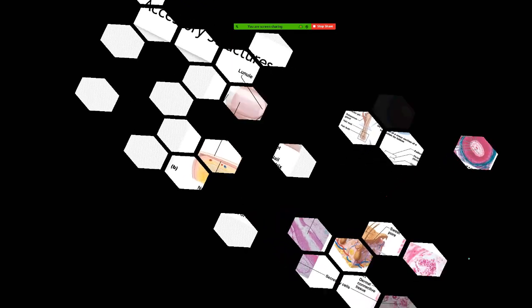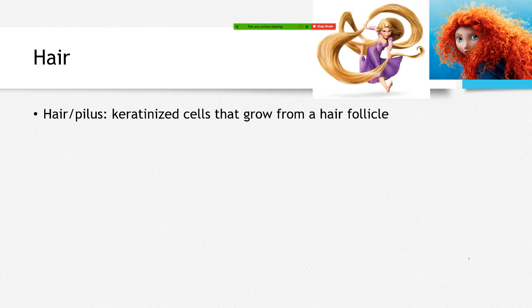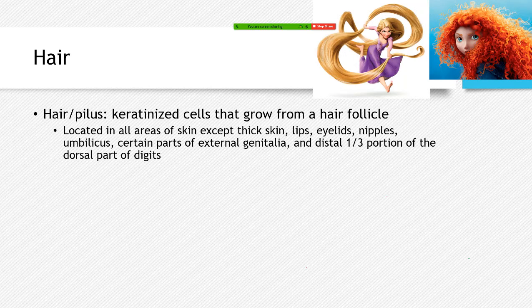All right, let's go on further and start looking at these accessory organs here. Let's look at the hair first. So hair is made out of keratinized cells, and they come from a hair follicle. Once again, it's located in a lot of locations, but there are certain locations that don't have hair. Things like the locations with thick skin, right? Palms of our hands, the soles of our feet don't have hair. Our lips don't have hair because of how thin the skin is. Our eyelids don't have hair. The nipples don't have hair as well.